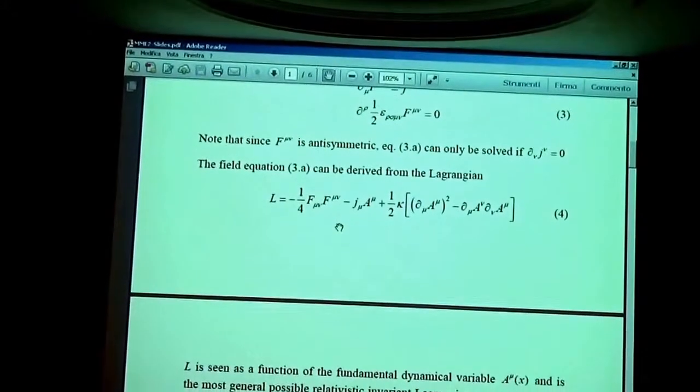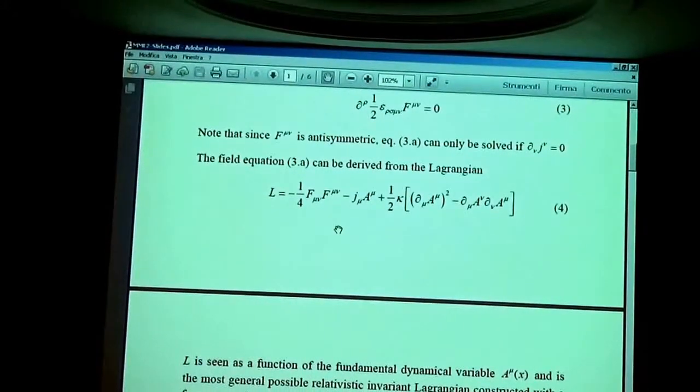These equations are derived from the Lagrangian, which has this form. And the Lagrangian contains a term, which is this one. So this part of the Lagrangian.